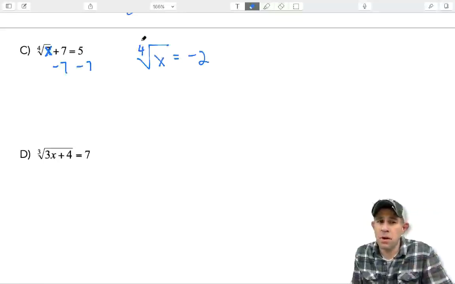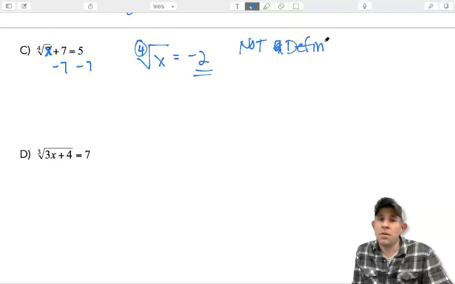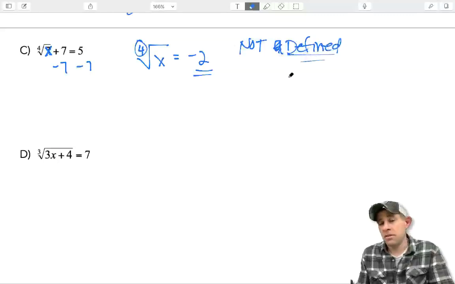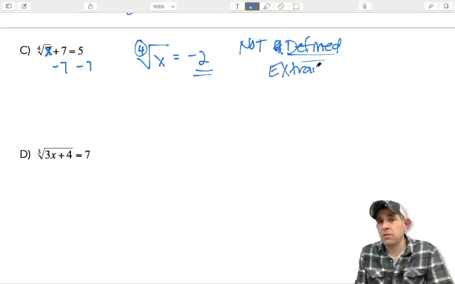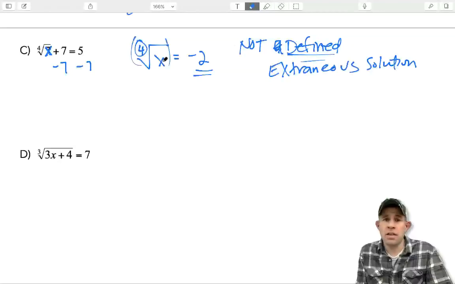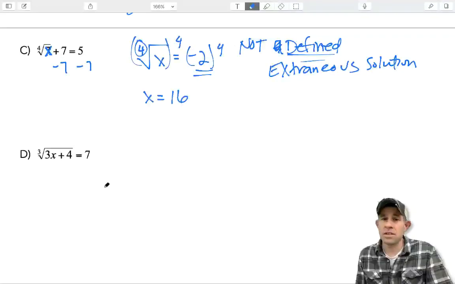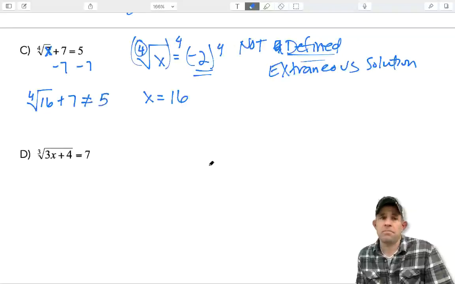Bing bong, your light bulb's going on. You got an even root set equal to a negative number. Here you can say this is not defined, or undefined is fine as well. All right, now this is going to be an extraneous solution, and you can go ahead and find that solution by taking the 4th power of both sides, and that means x would be equal to a positive 16. However, if you were to plug that positive 16 back in, the 4th root of 16 plus 7 is not going to be equal to 5.